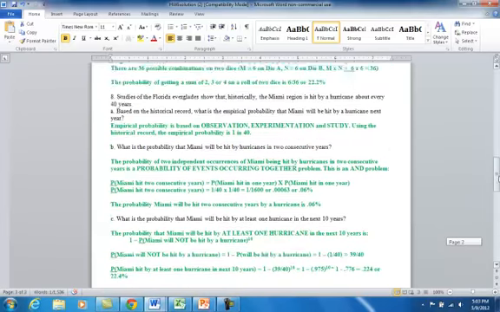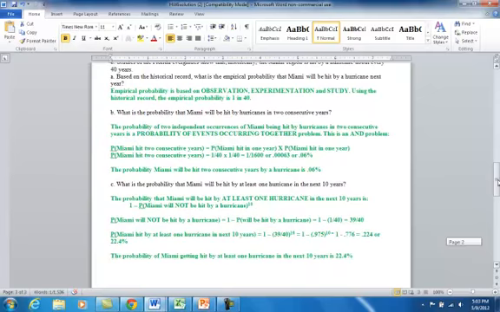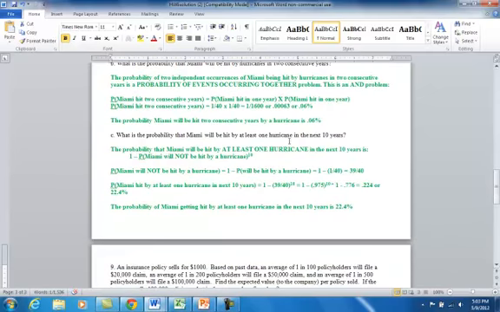The biggest problem I saw, the most commonly occurring thing, was C. What's the probability that Miami will be hit by at least one hurricane in the next 10 years? Remember, it's just a formula. You just find the formula. You actually can even look at those cheat sheets, because those cheat sheets list out the formulas. So we want the probability that it will be hit by at least one hurricane.